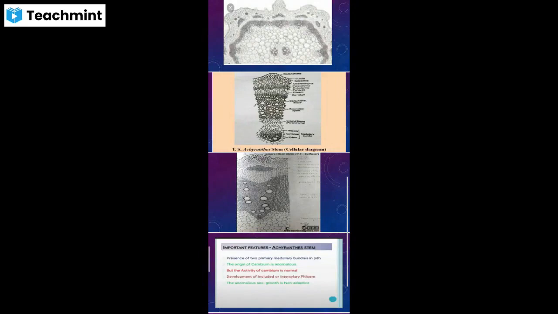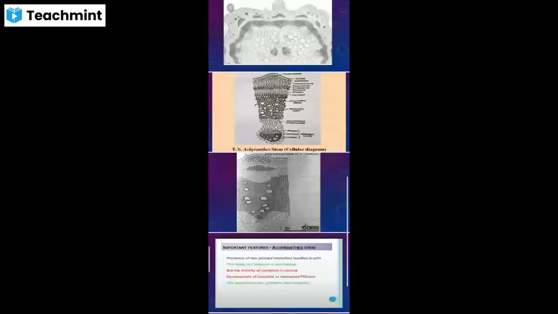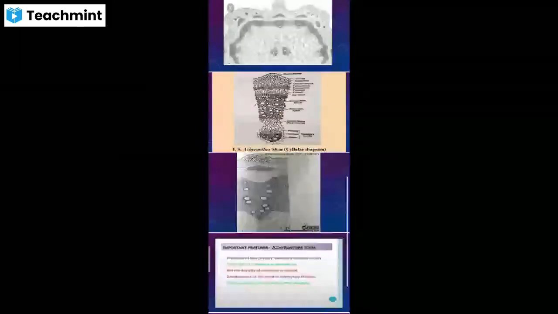In the mature stem, the cortex is differentiated into outer collenchyma and chlorenchyma, then parenchyma and innermost endodermis. Collenchyma is present only below the ridges, while chlorenchyma is present only below the furrows. Parenchyma is present below this, and the innermost layer is endodermis.